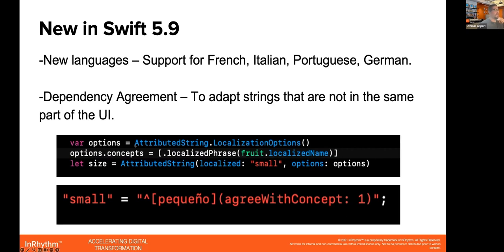So now you can add another option that is the element that you want to agree with. So, for example, the word small in Spanish is pequeño or pequeña. So if the fruit is an apple, it will be la manzana pequeña. But if the fruit is a mango, it will be el mango pequeño. So now you can change those words according to the gender of the main element in this case.